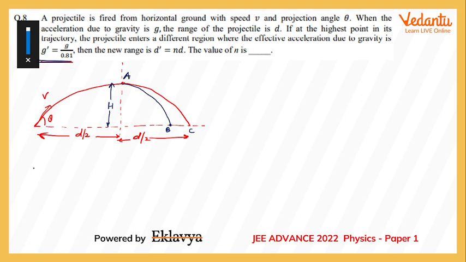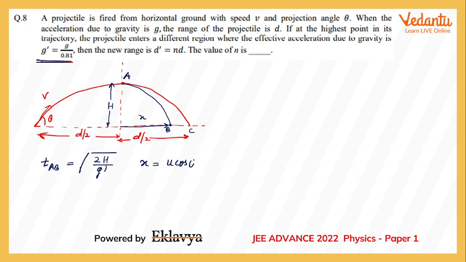Now, if I write T_AB, that is the time taken by the particle to travel from A to B, then I should be writing it as root of 2H by g dash, where g dash is the new value of gravity. And if I denote this horizontal distance by x, then x will be given as u cos theta into T_AB. So that should be the value of x.